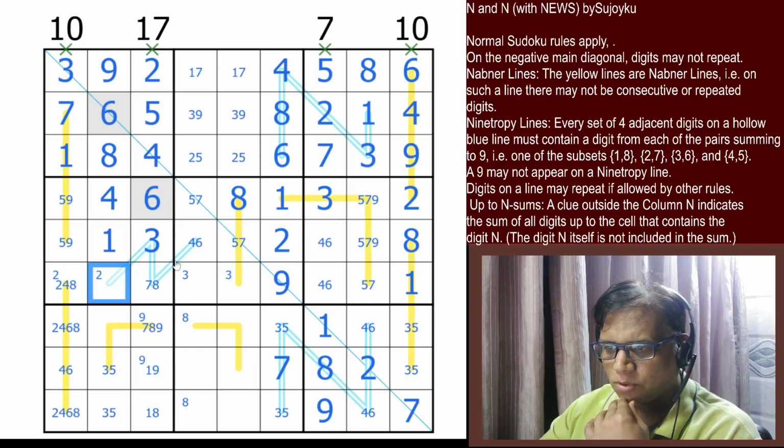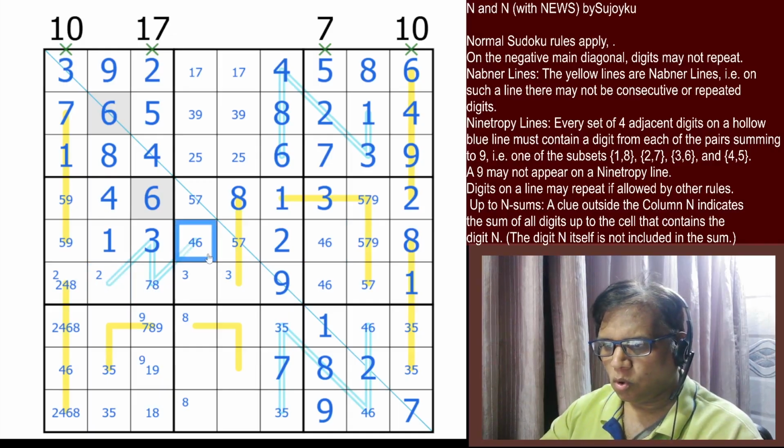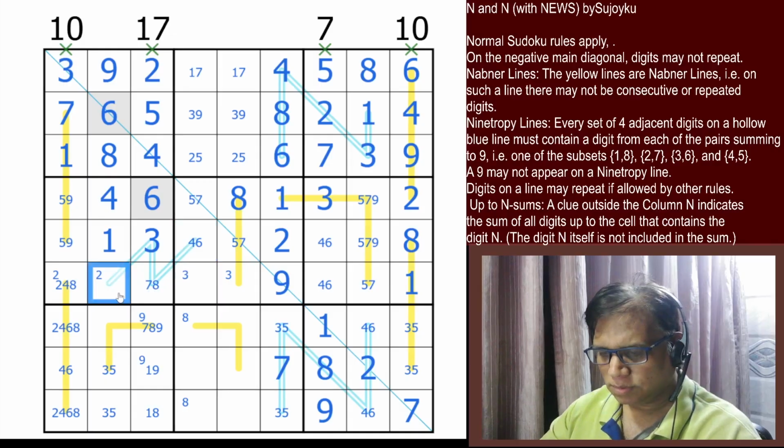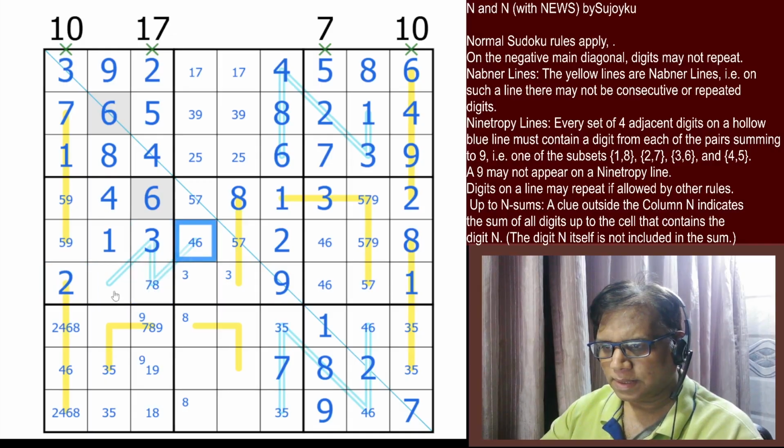So that can't be 2 now, right? Because that has to be 2 or 7, but it doesn't look like 2 to 1. So that cannot be 2, right? That has to be 2, 1, 2, right? That's correct, right? These 2.